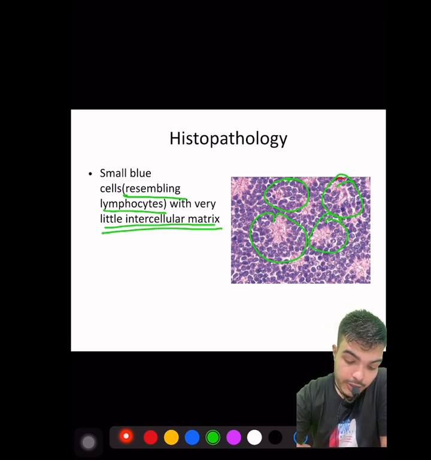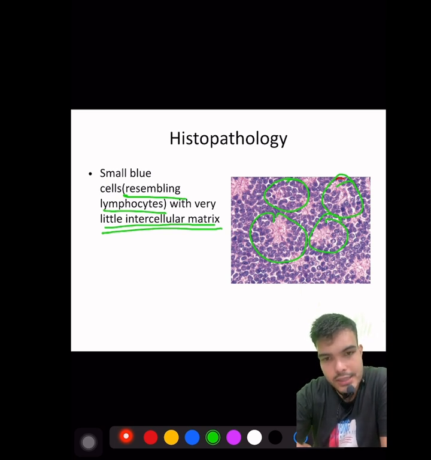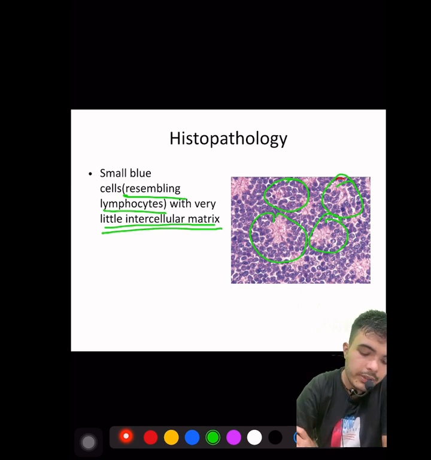Lytic lesions in the medullary zone of the midshaft of long bone with cortical destruction and new bone formation in layers, onion peel appearance. In atypical cases, it might be located in the metaphysis and may be confused with osteomyelitis. So, can you tell me the osteomyelitis that occurs in the diaphysis?